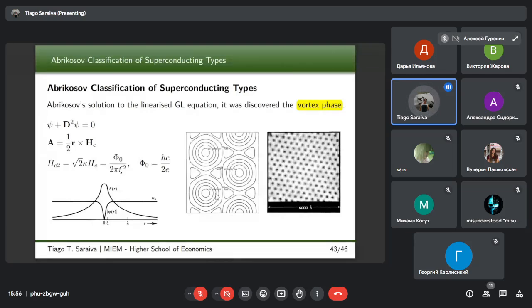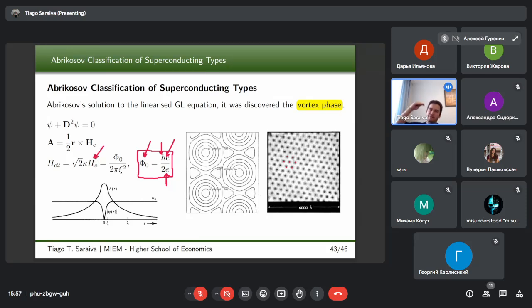So Abrikosov discovered this periodic lattice of magnetic field in type 2 superconductors. It does penetrate, and it's quantized. So the flux occupies this lattice. And this quantum of flux is called phi 0, and it's given by fundamental constants: the Planck constant, speed of light, and electric charge. Okay, and now the critical field of the superconductor.